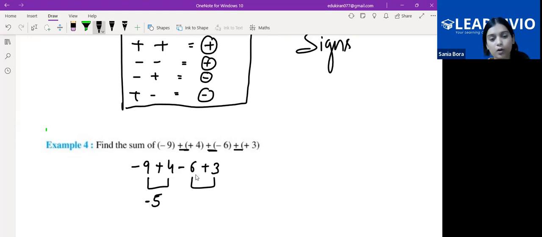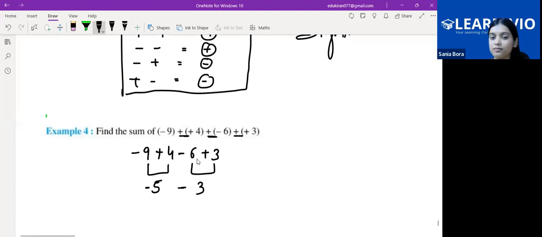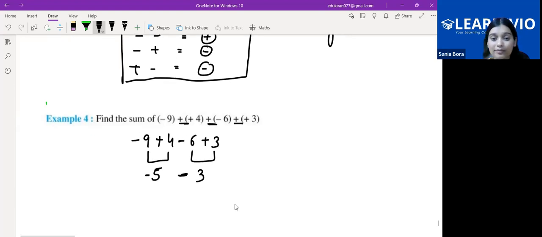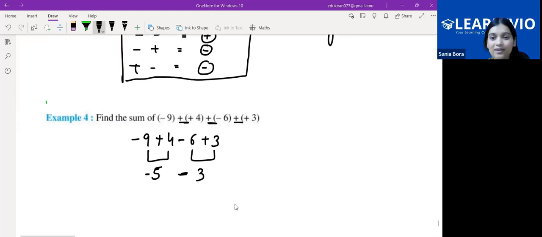Minus. Okay. Now here, minus and plus are there, so we'll subtract 6 minus 3. We'll get 3. So now plus minus is equal to plus, so 5 plus 3 is 8. Wait, you did it wrong. See, plus 6, minus 3, you got 3 here. Now who is greater, 6 or 3? 6. You will put negative. Okay. So, clear? Yes, ma'am.